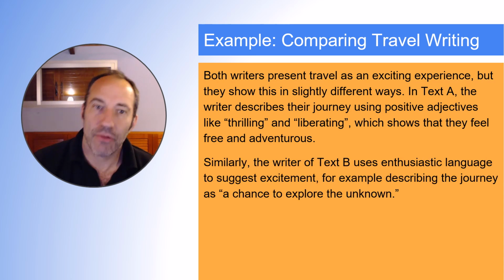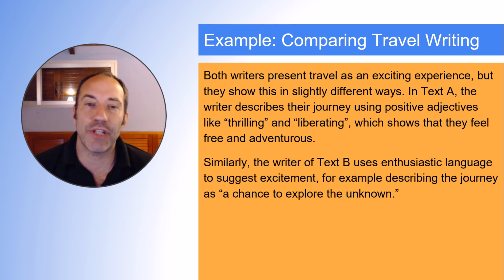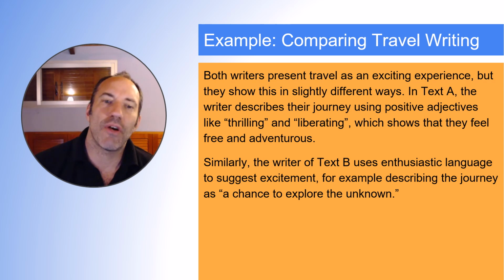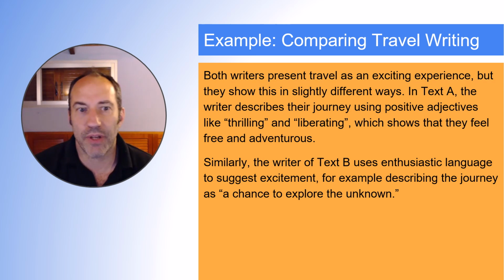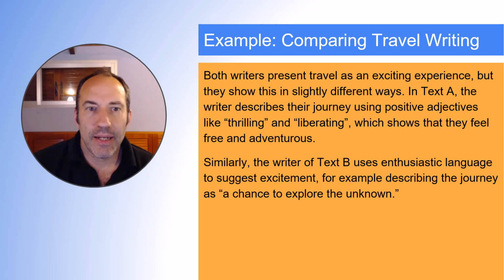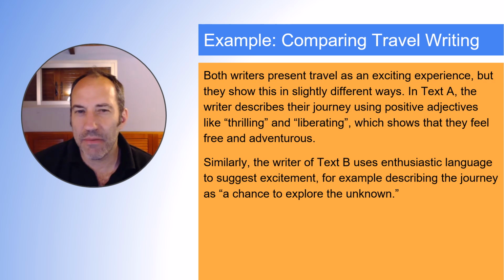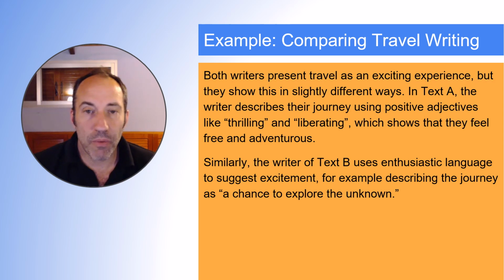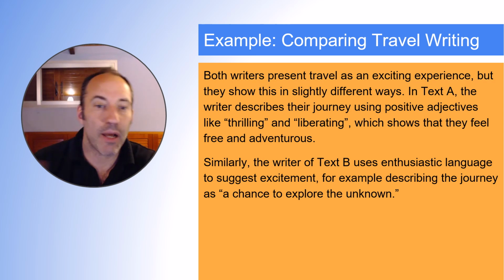Similarly, the writer of text B uses enthusiastic language to suggest excitement. For example, describing the journey as a chance to explore the unknown. Now, a chance to explore the unknown may or may not show excitement. It doesn't matter. If you've inferred that they're excited and you've got that evidence, this is absolutely fine. How can we round it off and make it really good? Well, we found similarities. Now we can look for a difference.